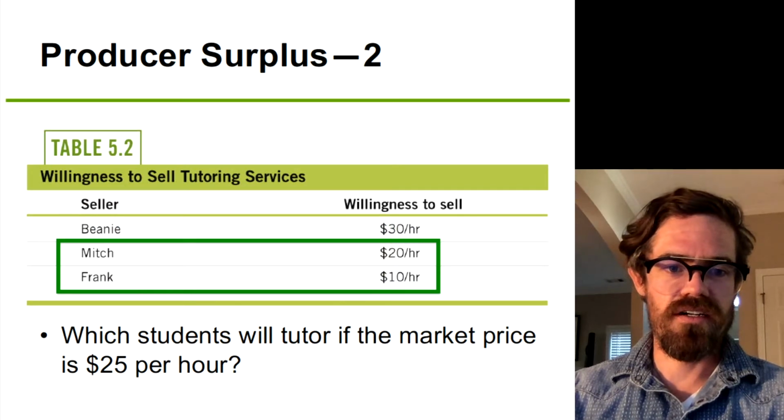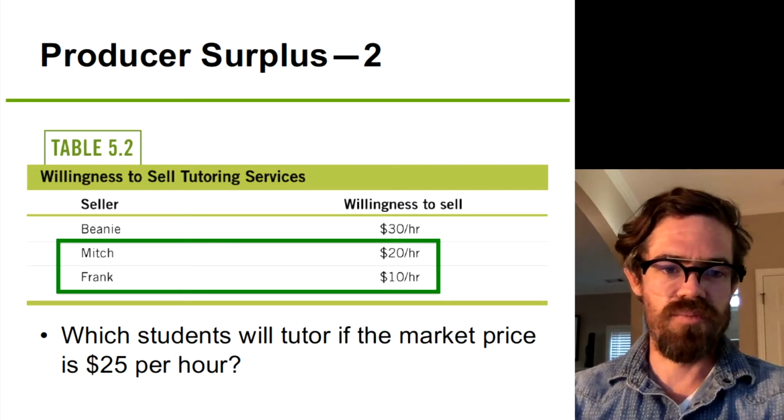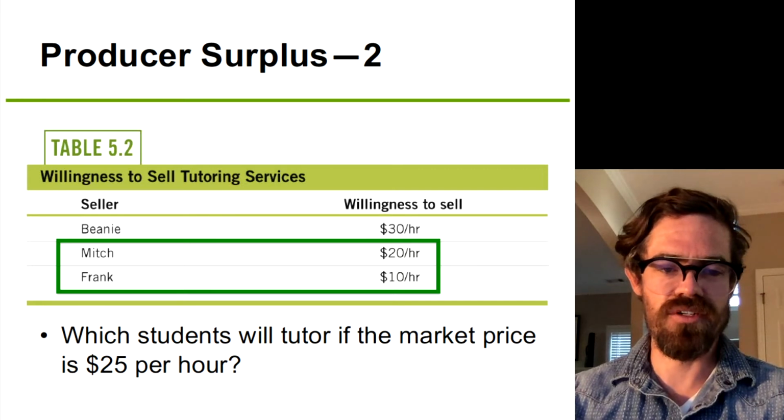Okay, so here are the three dudes' willingnesses to sell, and it's at an hourly rate. So Beanie really values his time, would only be willing to sell his tutoring services for no less than $30 an hour. Mitch and Frank have lower willingnesses to sell.